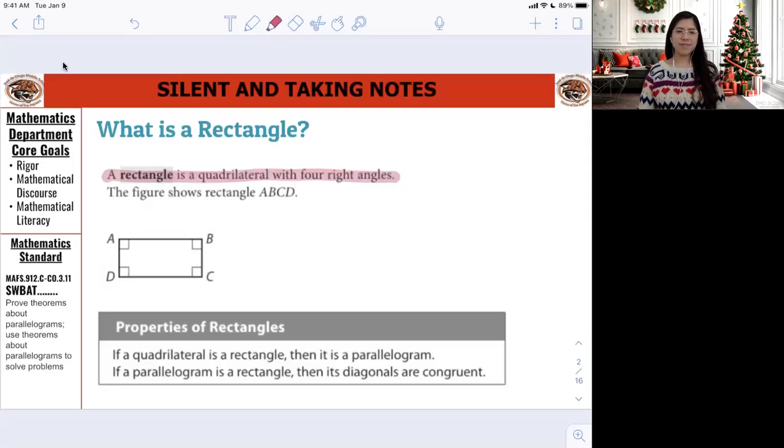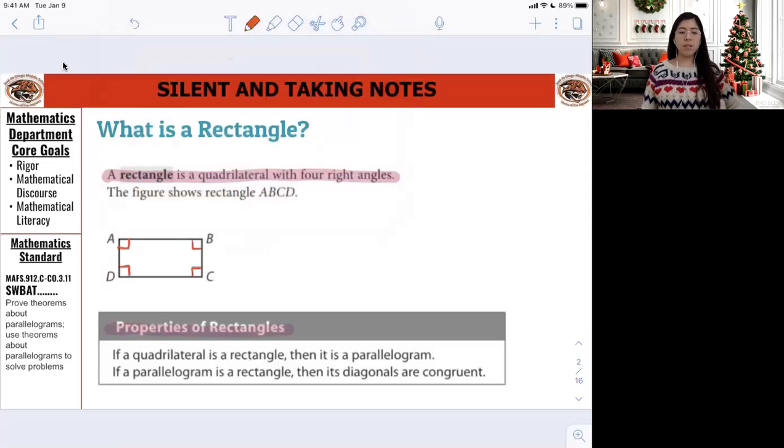A rectangle is a quadrilateral with four right angles. And actually, you might as well go ahead and read the properties as well. Okay. Properties of rectangles. If a quadrilateral is a rectangle, then it is a parallelogram. If a parallelogram is a rectangle, then its diagonals are congruent.